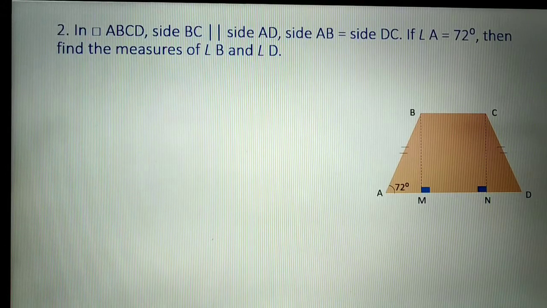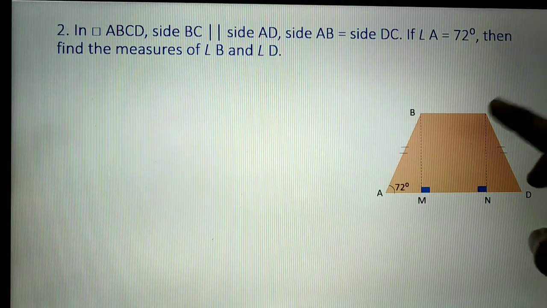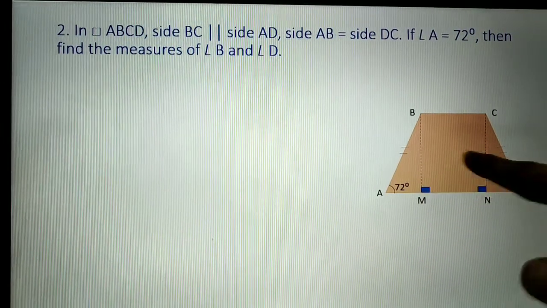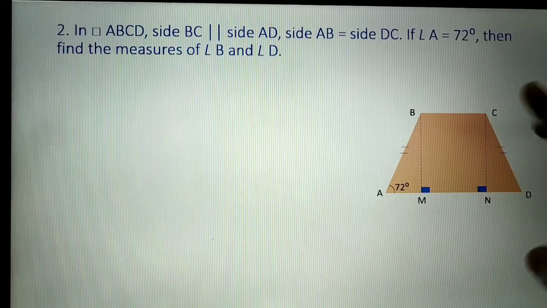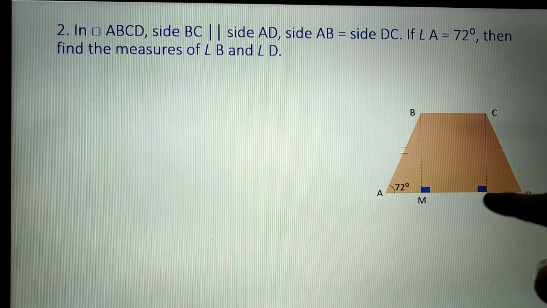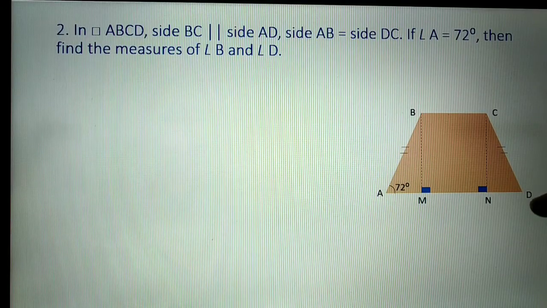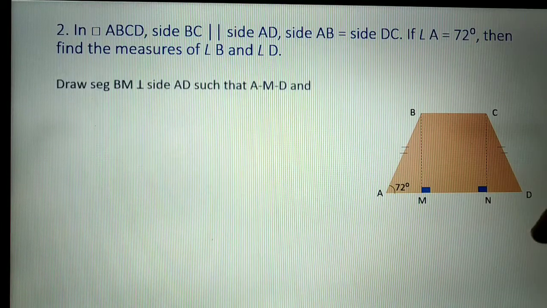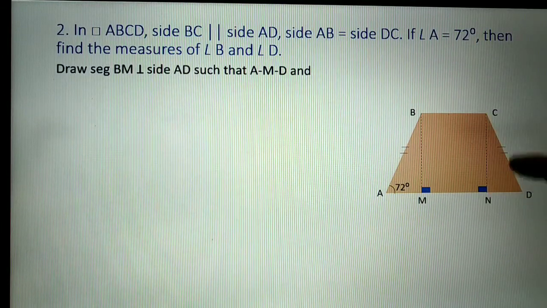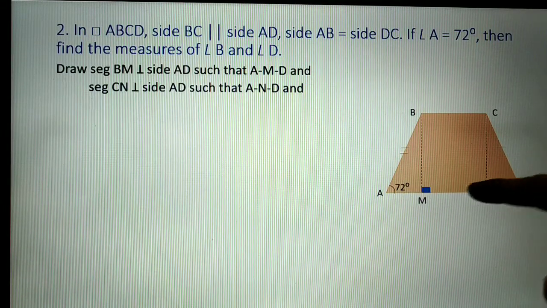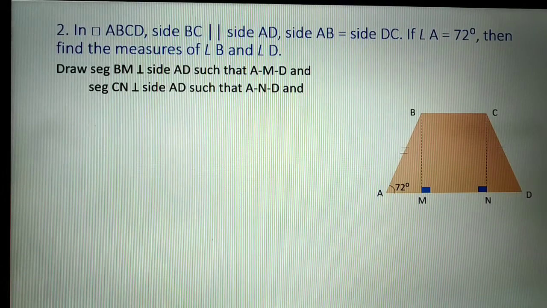So how are we going to do that? First thing we say is draw BM perpendicular to AD. This is a construction, the dotted lines. We are making this; in the figure it is not given. M and N, nothing is mentioned in the question. So we are making this construction. That's why first we say draw BM perpendicular to AD such that A-M-D, and CN perpendicular to AD such that A-N-D.